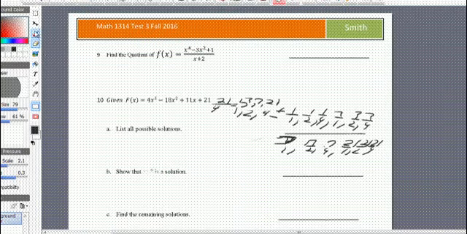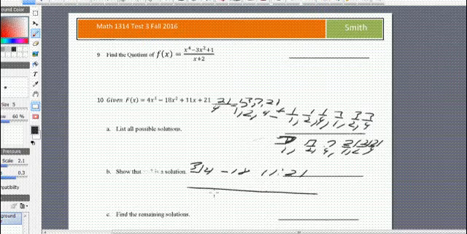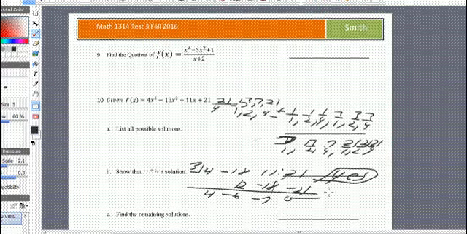Synthetic division says I'm going to put 3 in: 4, minus 6, minus 7, minus 21. That's my remainder column. 4 times 3 is 12. That's minus 6 plus 12; then 6 times 3 is 18. Minus 7 plus 18 is 11, times 3 is 33, minus 21 is 12... the remainder is 0. Woohoo! That is a solution, because the remainder is 0.